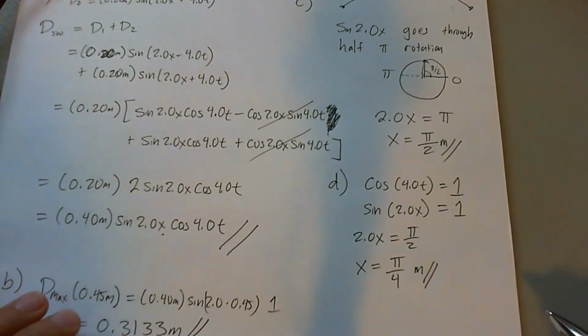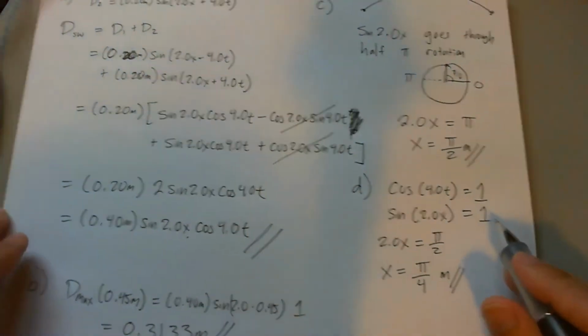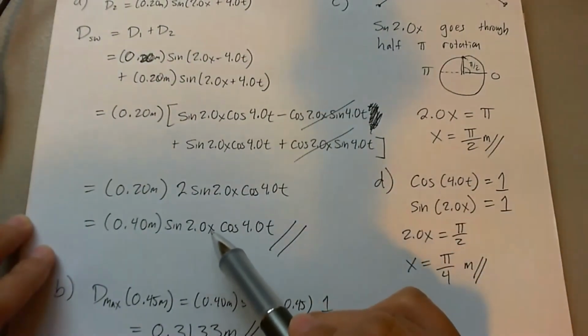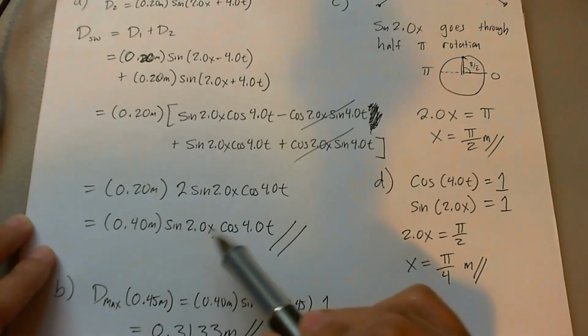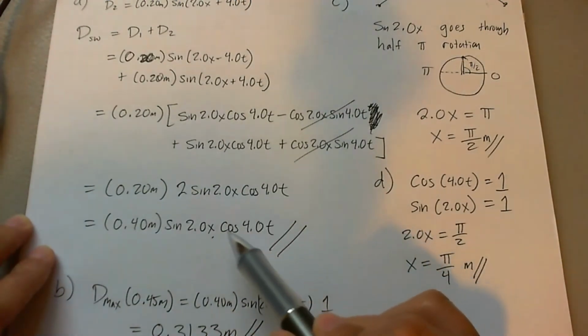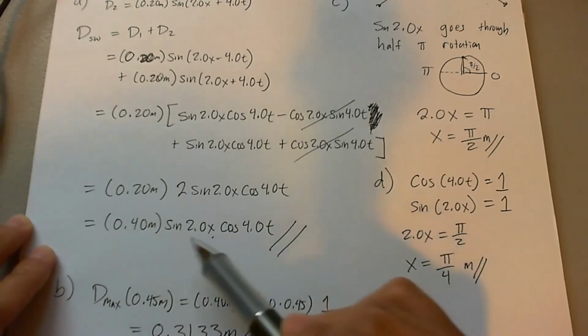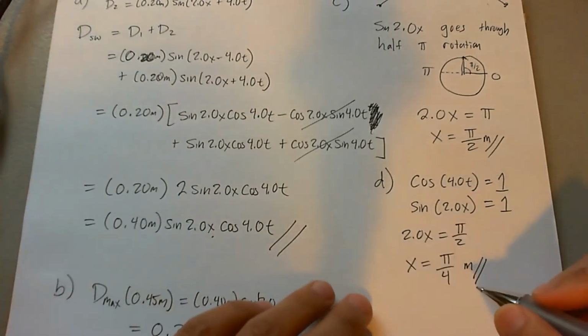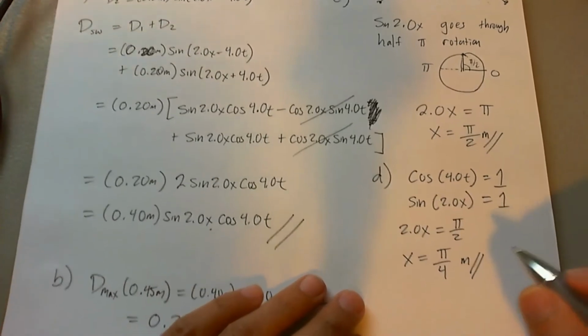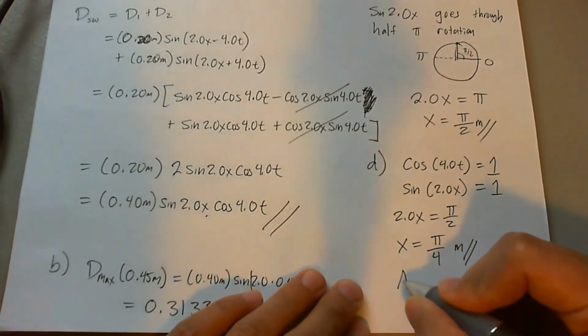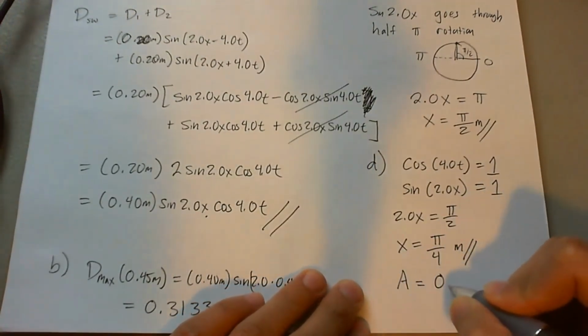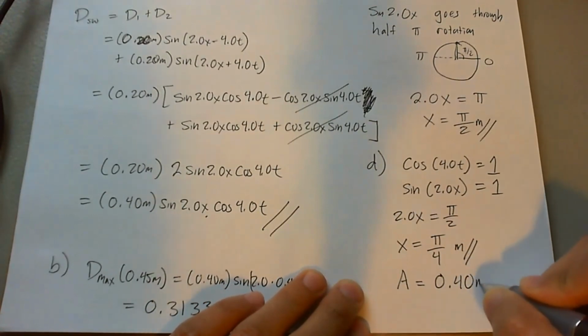Now, where does the highest amplitude come about? Well, if we make x such that sine is the highest and then t such that cosine is the highest, we're left with 0.40 meters. And that right there is what the displacement is going to be at the very highest point. So we say that the amplitude A is 0.40 meters.